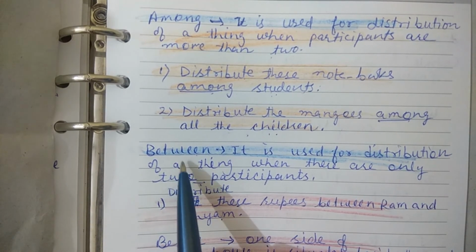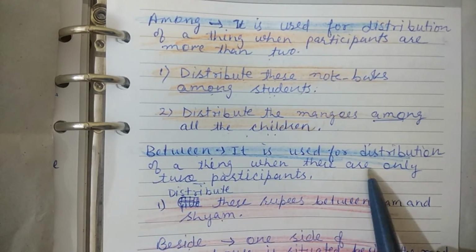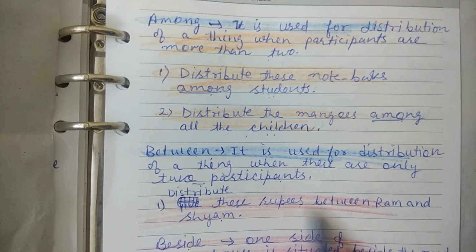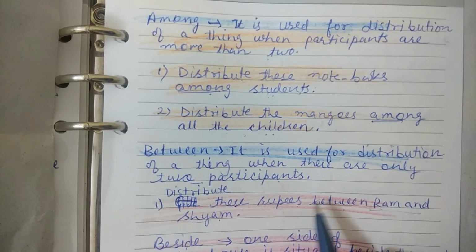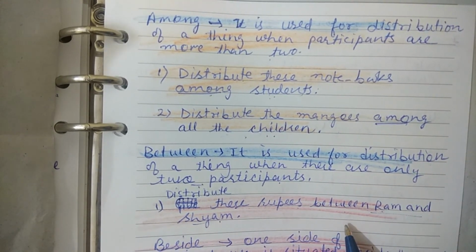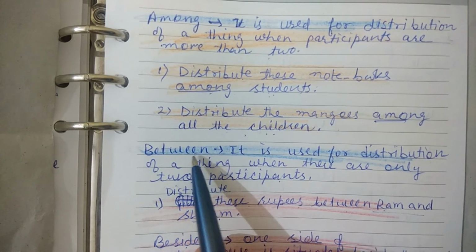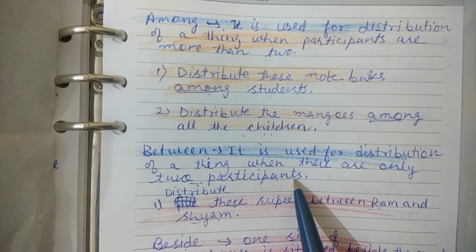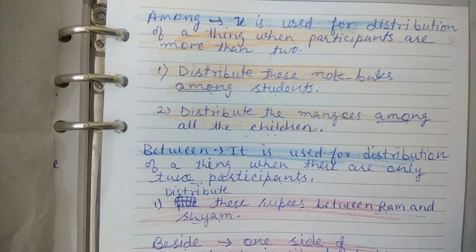Next preposition is between. It is used for distribution of a thing when there are only 2 participants. Distribute these rupees between Ram and Shyam. Distribute a chocolate between Riya and Rohan. These are examples of preposition between. In this preposition, only 2 candidates are necessary, but with among, it is used for more than 2 participants.